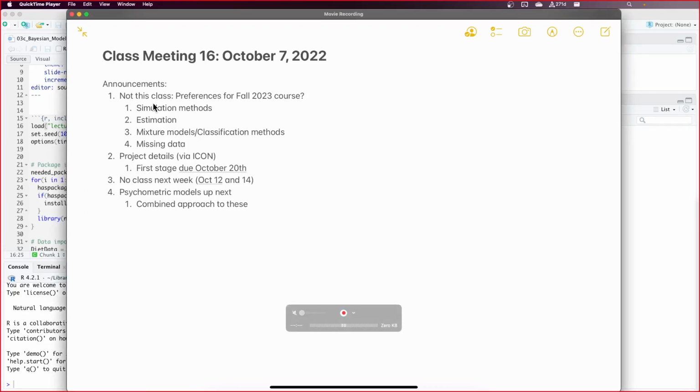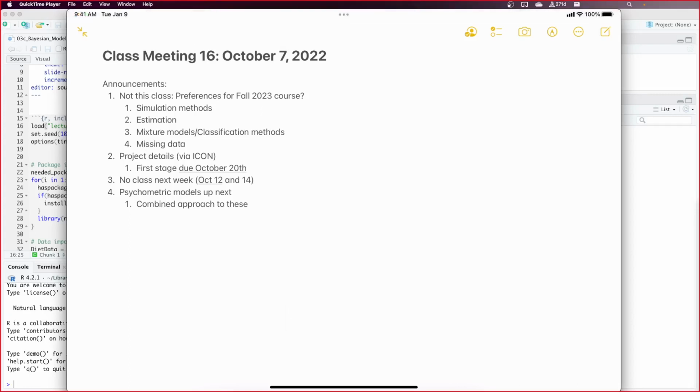I had some thoughts. I have a simulation methods class, an estimation class that I was going to teach before Lisa had her unfortunate experience. Mixture models or classification methods, I know people talked about those. Missing data or something else. Those are just what I'm thinking. Anybody want to have input on that? My vote would be for estimation or missing data.